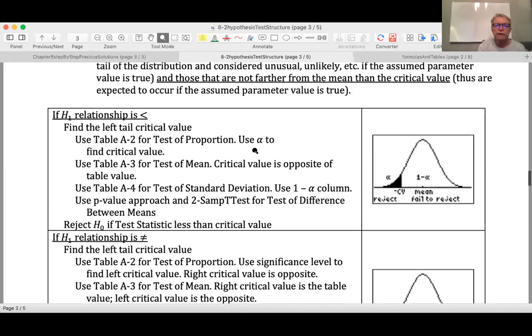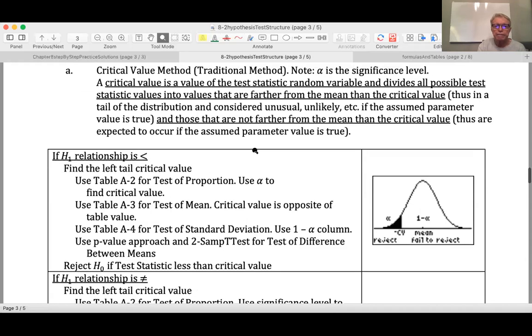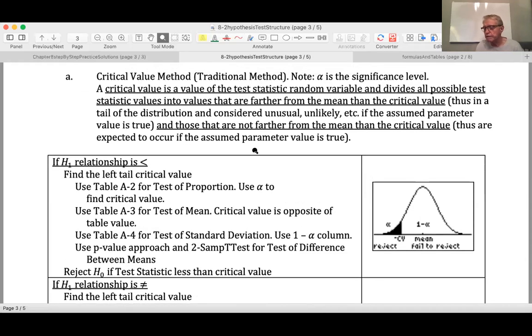So let's first talk about the critical value approach, the traditional approach. And the first thing we're going to need to know is what alpha is, the significance level. Remember, that is the unlikely probability. We need to know what alpha is, and we also need to know what relationship we have in the alternate hypothesis.